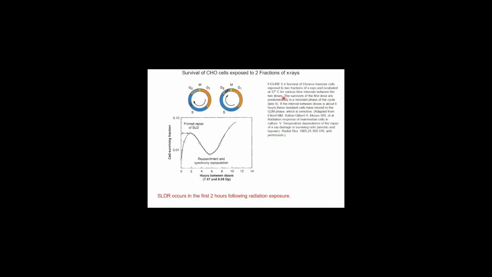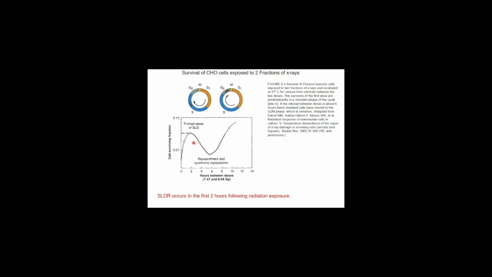So here we go. Let's look at the 2 R's that we've learned so far. The first R is reassortment in the cell cycle, where as the cells are going through the cell cycle, they enter into a more resistant phase with the radiation. This is going to occur in the first 6 to 10 hours after. What's happening during the first 2 hours in vitro, 4 to 6 hours in vivo, that's repair.